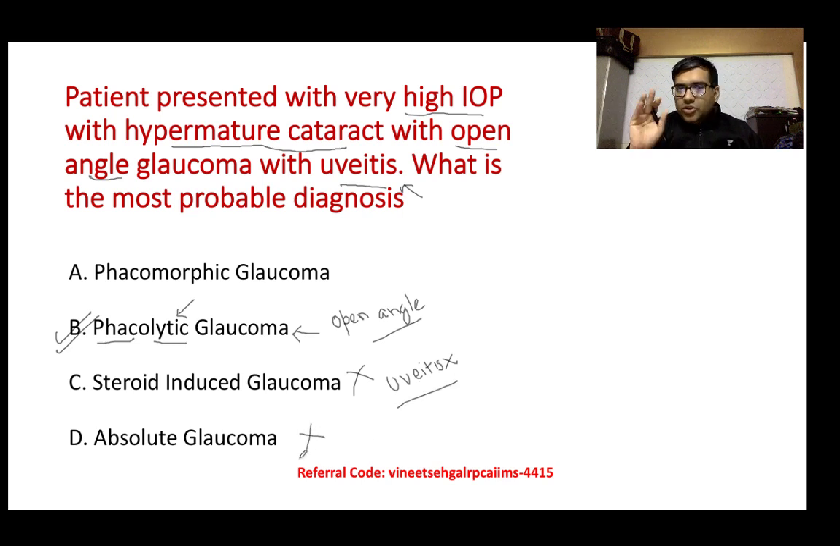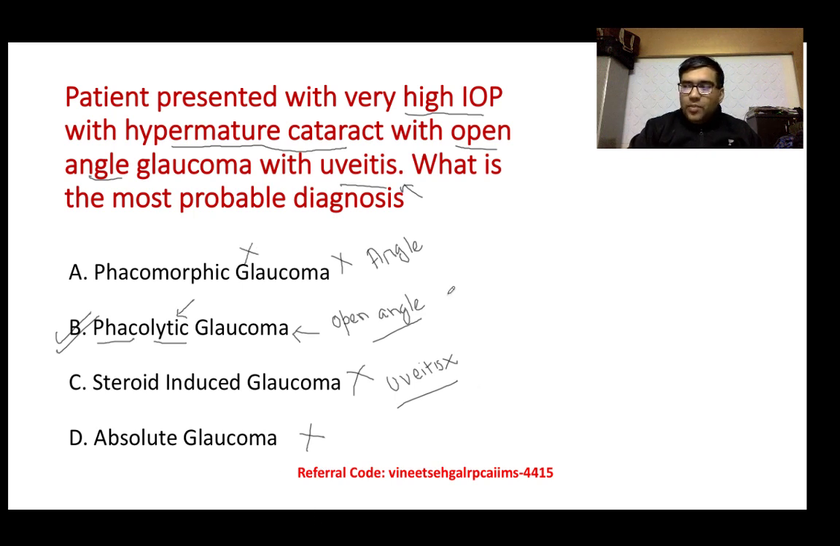Absolute glaucoma usually occurs in angle closure glaucomas, but remember, an absolute glaucoma would present like a painful blind eye. Here there is no mention of a blind eye, there is just a hypermature cataract. Phacomorphic glaucoma can also present like this, but here there is an angle closure glaucoma. So it is not a phacomorphic glaucoma.